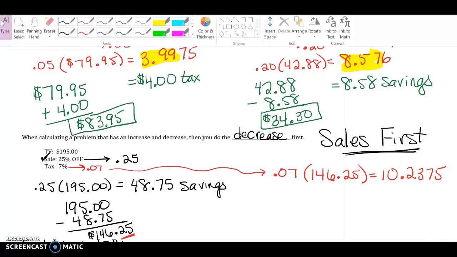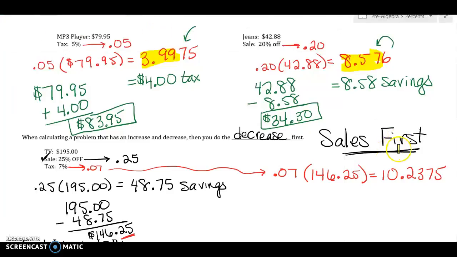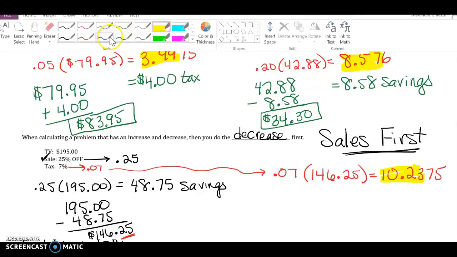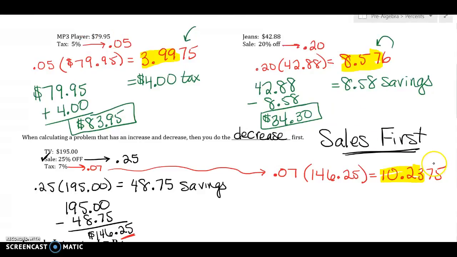$10.2375. And so again, I have to think about my money, and I have to round how my money would be. Include that 3. And so for my money, this 7, does it make it become 24 cents or keep it at 23 cents? You're right, it's going to bump it up to 24 cents. So that's my tax.